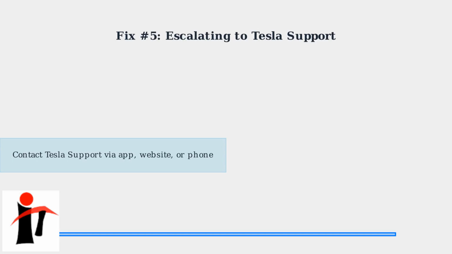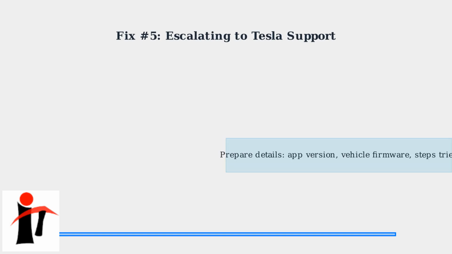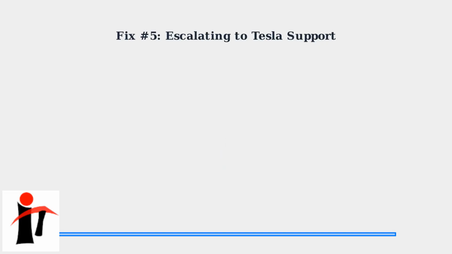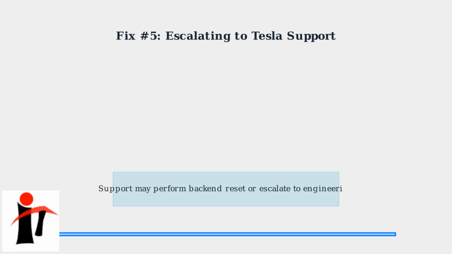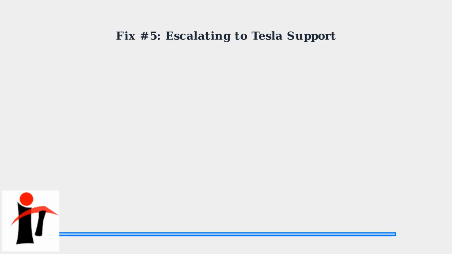Contact Tesla support through the app's help section, their website, or by calling customer service. Be ready to provide specific information about your situation. Prepare key details, including your app version, current vehicle firmware, and a list of troubleshooting steps you've already attempted. This helps support diagnose the issue quickly. Tesla support can perform back-end resets for your account or vehicle, or escalate complex issues to their engineering team for further investigation.